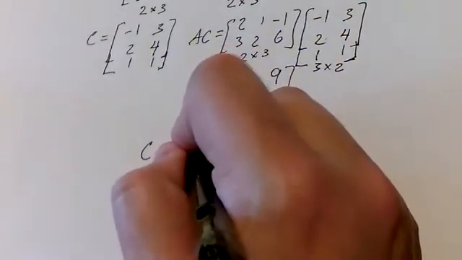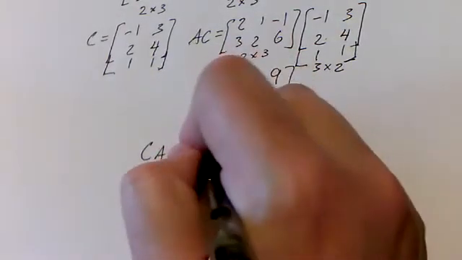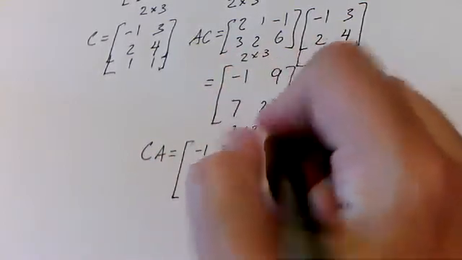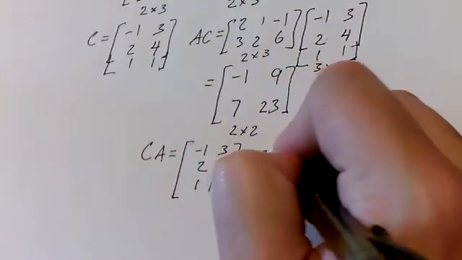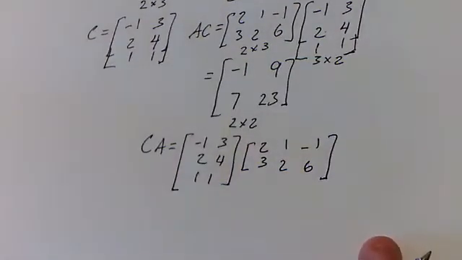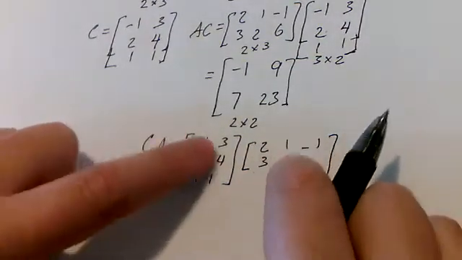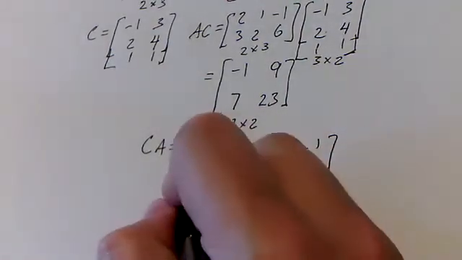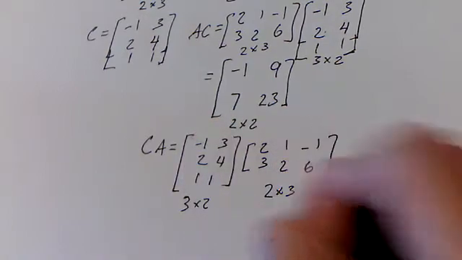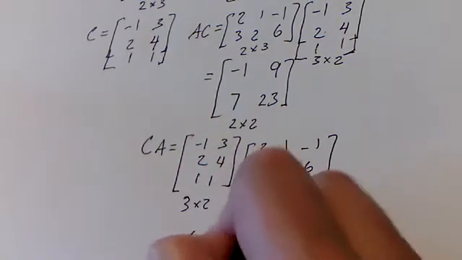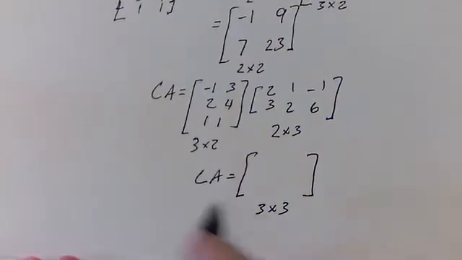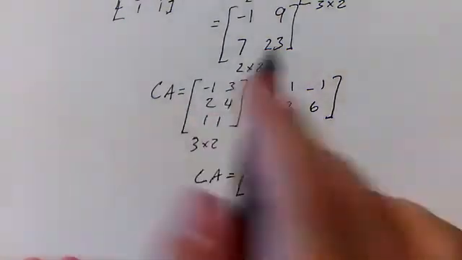Okay, so if I take a look at C times A, so here's my matrix C, negative 1, 3, 2, 4, 1, 1. And then my matrix A, 2, 3, 1, 2, negative 1, 6. Okay, I'm going across and down, across and down, and across and down. So you can already see that this is a 3 by 2 matrix. This one here is a 2 by 3 matrix. So my matrix CA is actually going to be a 3 by 3 matrix. And certainly a 3 by 3 matrix does not equal a 2 by 2 matrix.